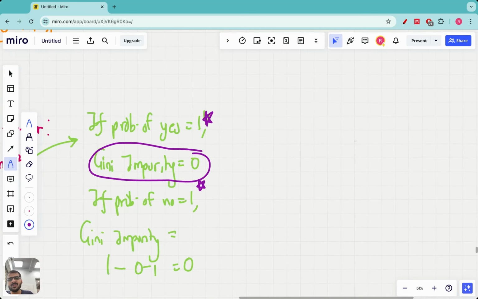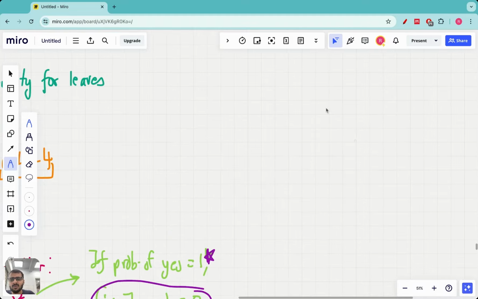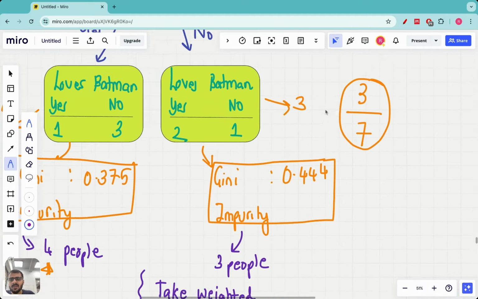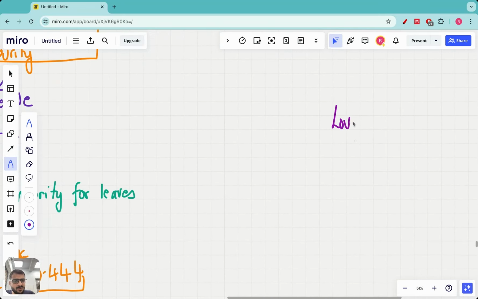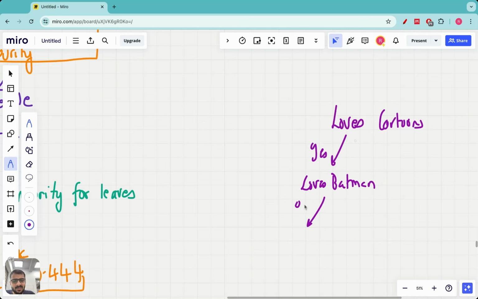The second thing I want to mention is, let's say there is a leaf, something like, if loves cartoons, and if yes, then loves Batman, and let's say it's structured such that for yes there are three people, and for no also there are three people.